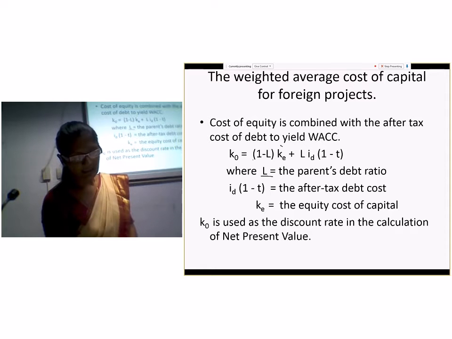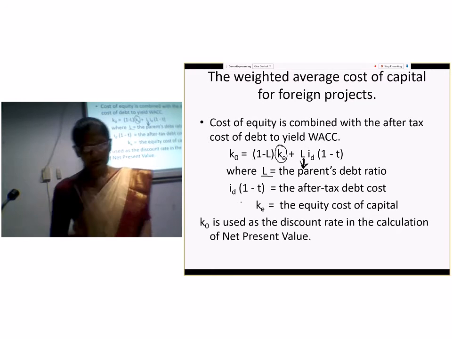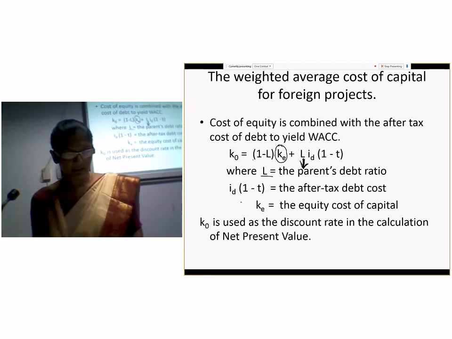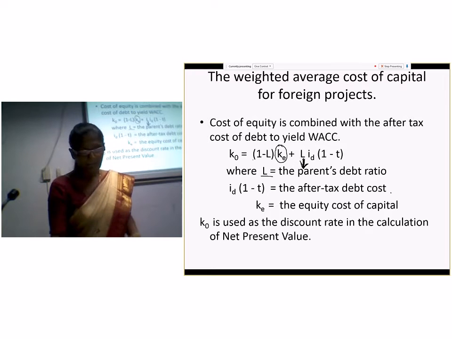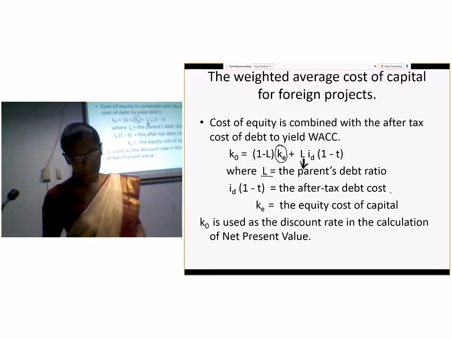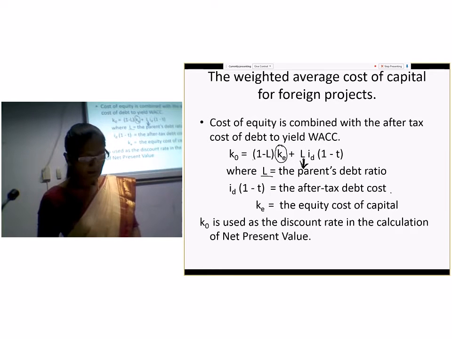And KE is the cost of equity, right? L is the debt ratio. We can directly take it as the percentage of debt capital of the project. ID is the cost of debt, right? ID times 1 minus T is the after-tax cost of debt, right?